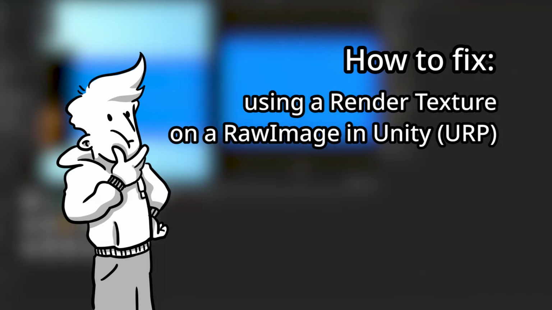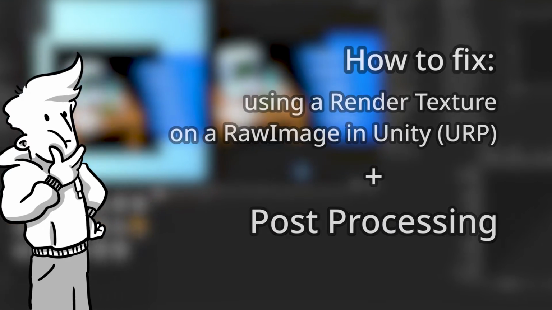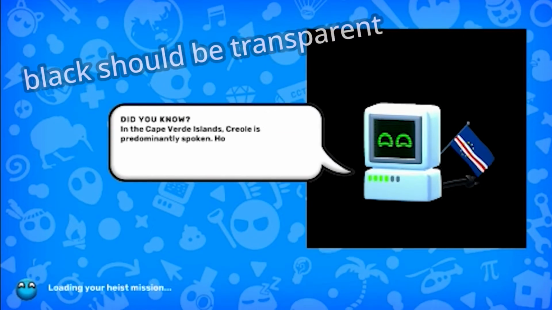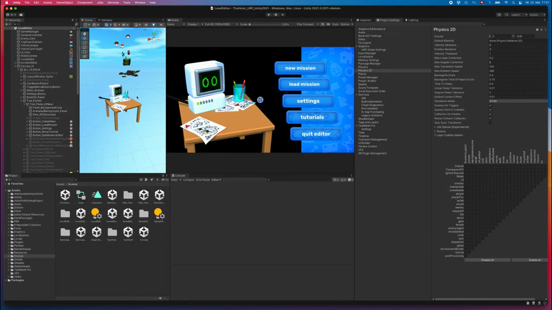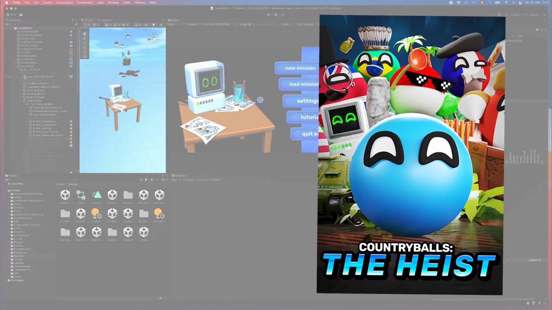Render textures with a raw image in Unity, with post-processing enabled, cause the texture to not render any transparency in the universal render pipeline. What you can see is the heist editor for the upcoming Country Ball stealth game I'm making together with PWA.